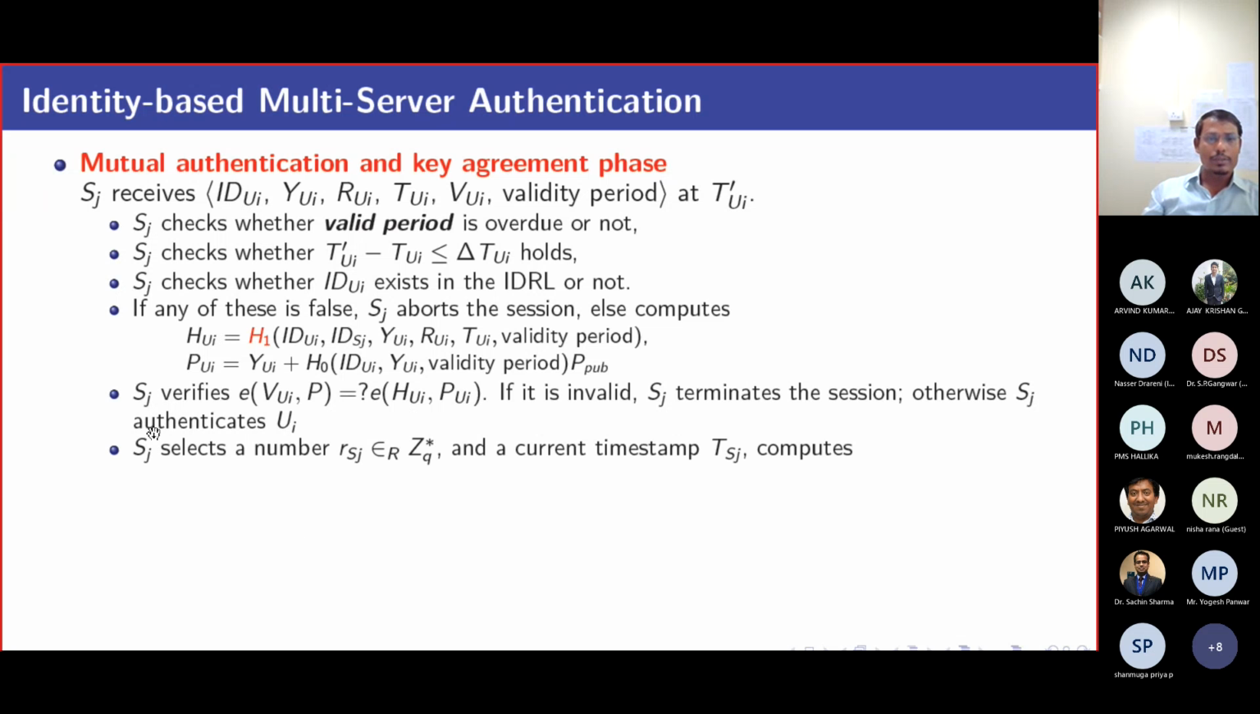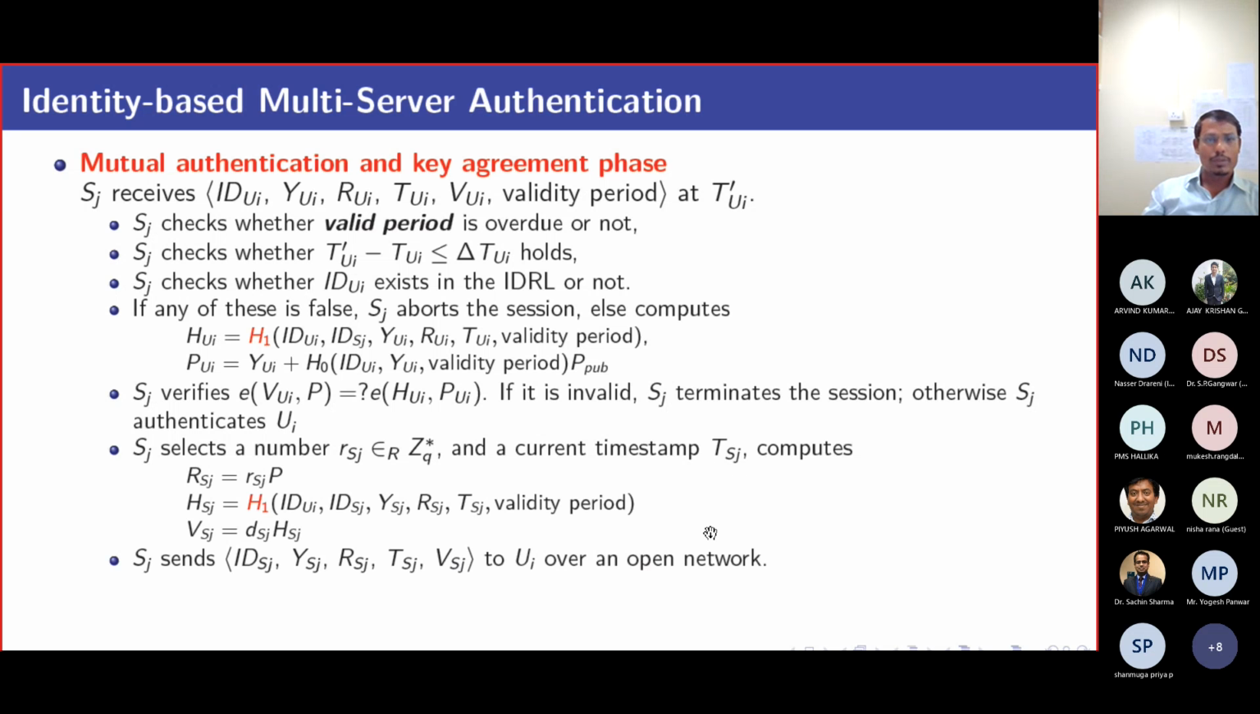So if the user is valid, the server will also create a reply message so that the user can verify that the server is also the correct party. In the same way, the server also selects a random number and a timestamp, creates the reply message the same way the user did, and sends it to UI. After sending this, the server computes its session key. This is the session key.